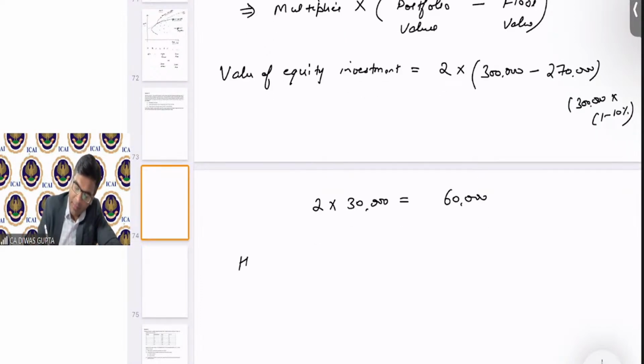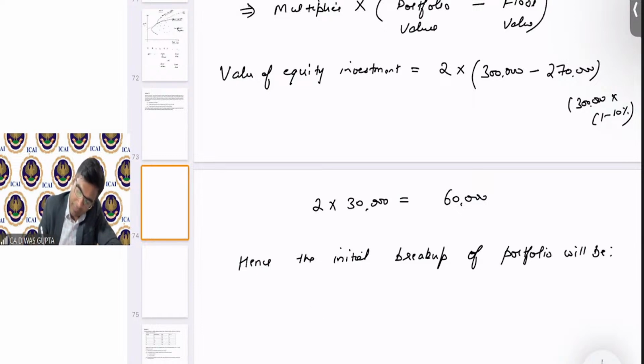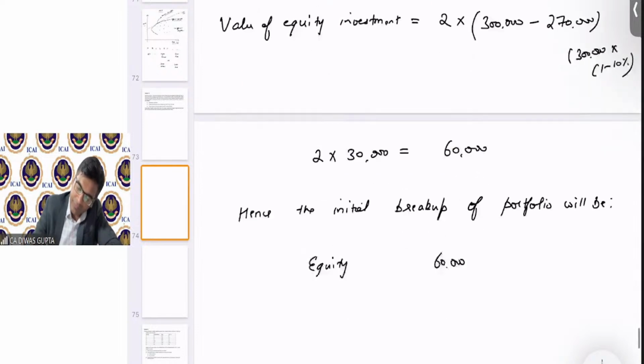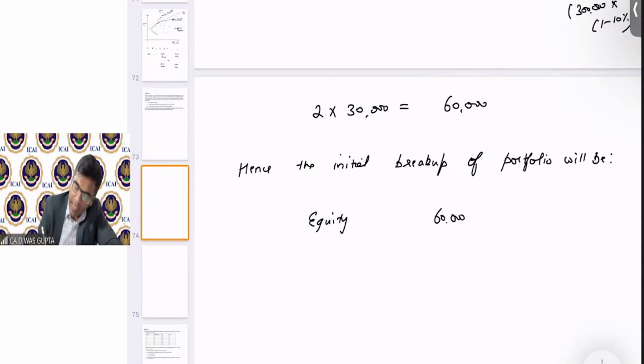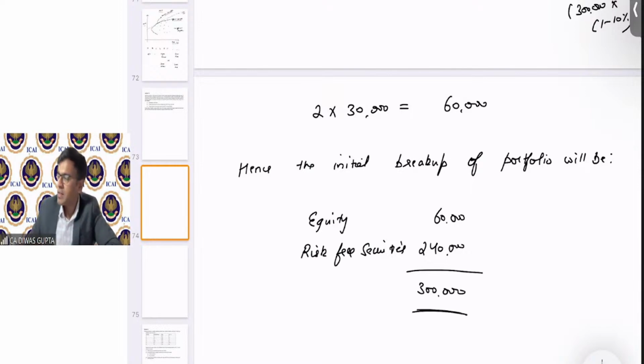Hence, the initial breakup of portfolio will be equity of 60,000. Okay, equity of 60,000 and risk-free securities of 2,40,000, in totality 3 lakhs. This is the portfolio that we have formed.